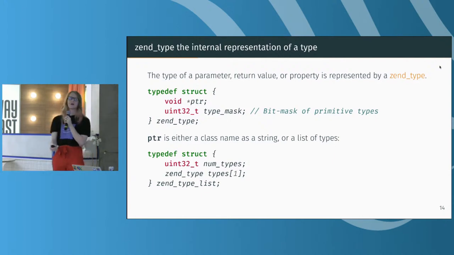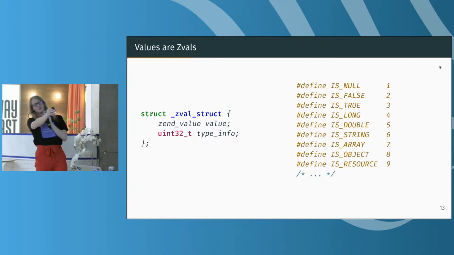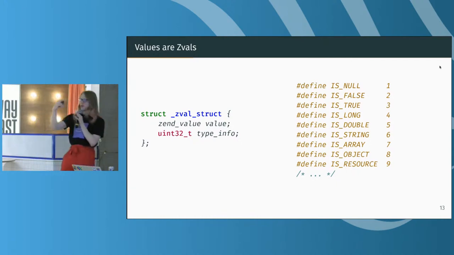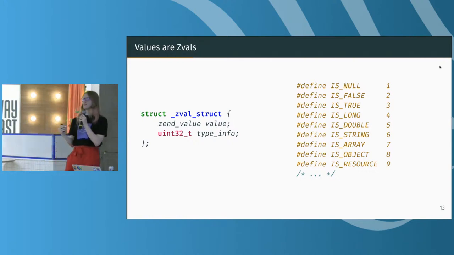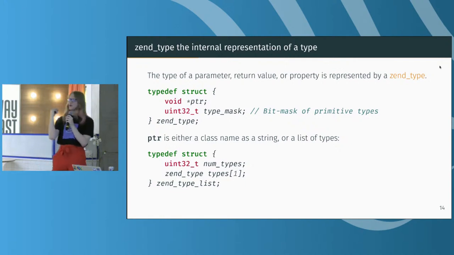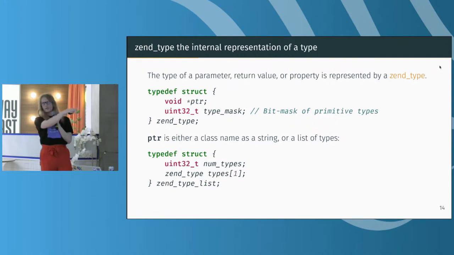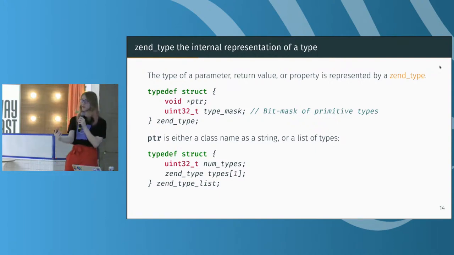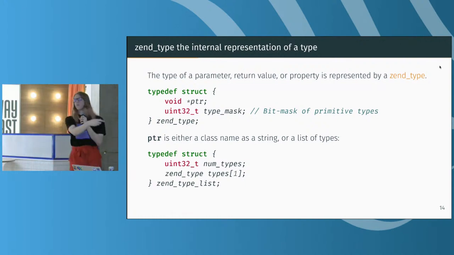primitive types, which is kind of related to the previous thing, like is false and all of this. We do some bit shifts with that, and then they become a mask, and then we can say, if something is either a long, double, or string, then we have a bit mask of what would be 4, 5, and 6 shifted. This allows us to do fast checking for primitive types. And the pointer in question, this void pointer, is either a class name as a string, if it's only a single one in a union type, or it points to a list of types, which is basically a list of Zend types with the number of types in this list.